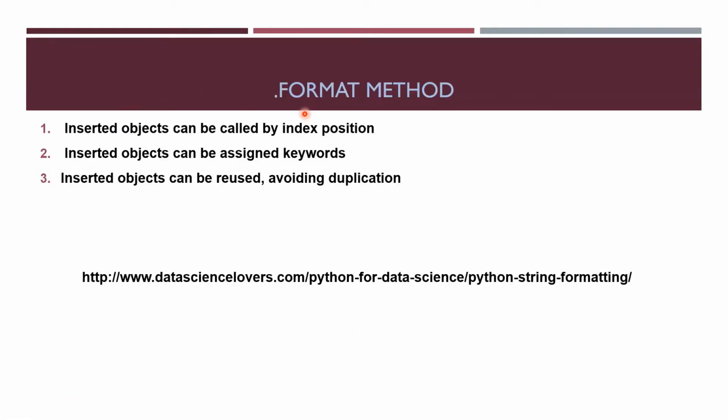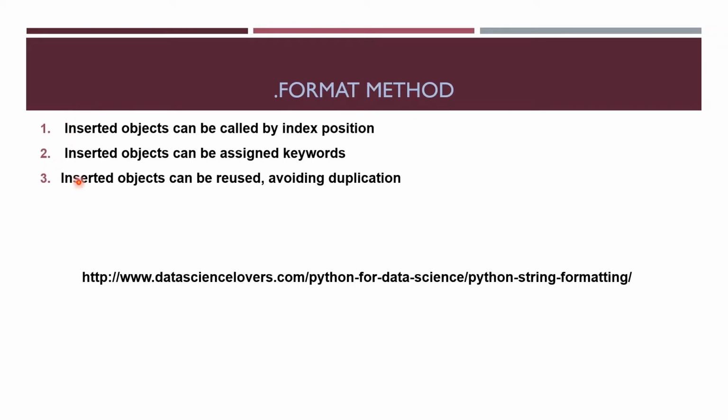here we are with the dot format method. In the dot format method you will be learning that inserted objects can be called by index position. In the previous module we saw indexing and slicing of a string, a word. Now here we are seeing string indexing and slicing in a sentence, that we can call the dot format method. Why is it called the dot format method? We'll be seeing in the Jupyter notebook.